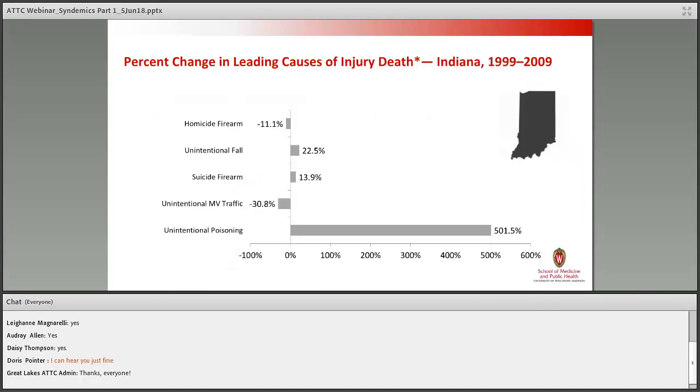One other really striking way to look at the contribution that opioids have had during this epidemic is their relative contribution to the leading causes of injury death. The State Health Department in Indiana created this slide to show the changes between 1999 and 2009 in the top 5 most common causes of injury-related deaths. Homicides by firearm and traffic accidents have gone down somewhat. Unintentional falls and suicides have gone up, but unintentional poisonings, and this is almost exclusively driven by the changes in opioid overdose, have gone up by 500%.